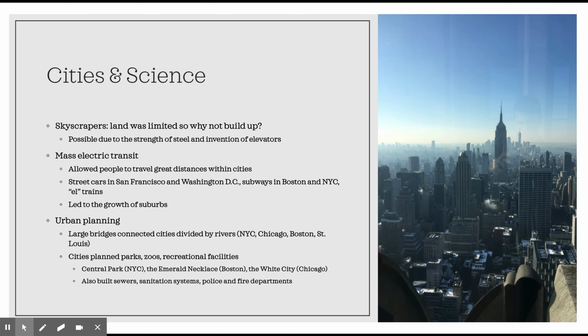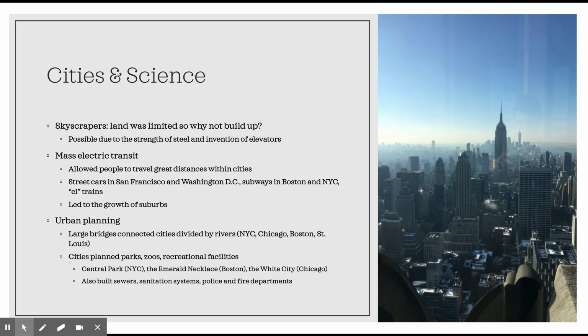It wasn't so random. Their job was to build things like large bridges to connect cities that are divided by rivers, such as places like New York, Chicago, Boston, St. Louis, even Washington, D.C., because you had folks who were coming, let's say, out of Virginia, and they needed to cross bridges to get into Washington, D.C. to go to work.